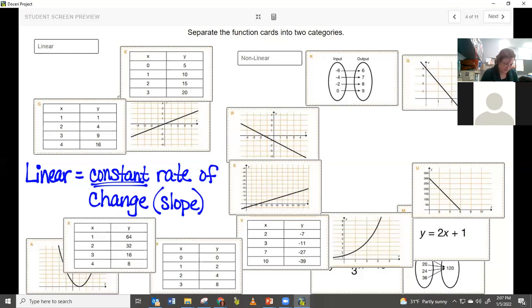Who did I lose? Yasmin. Oh, there you are, Yasmin. It wasn't showing me yours on here. Fantastic work. It looks like you only need 2 more for your linear group. Kyla, looking good so far.